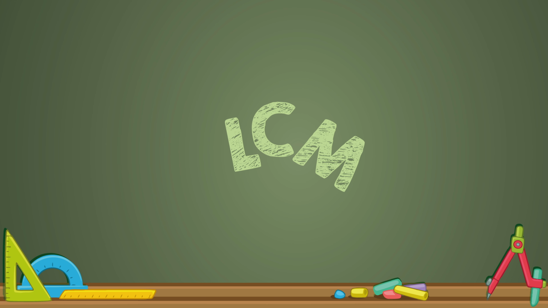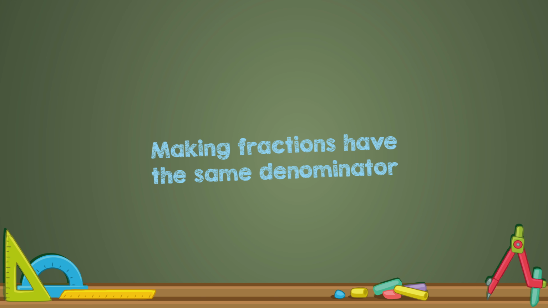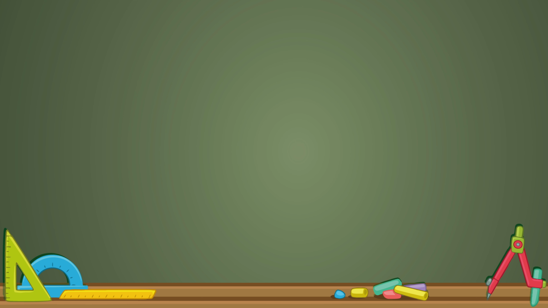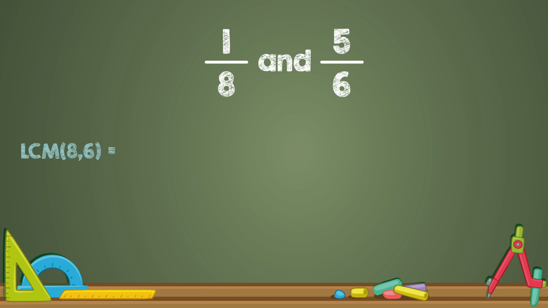Especially the least common multiple, and making the denominators the same is important. Therefore, we repeat this before we start the equations. Suppose we want to find a common denominator for 1/8 and 5/6. Then we have to look for the least common multiple. To do this, we first write down all the multiples of both denominators.